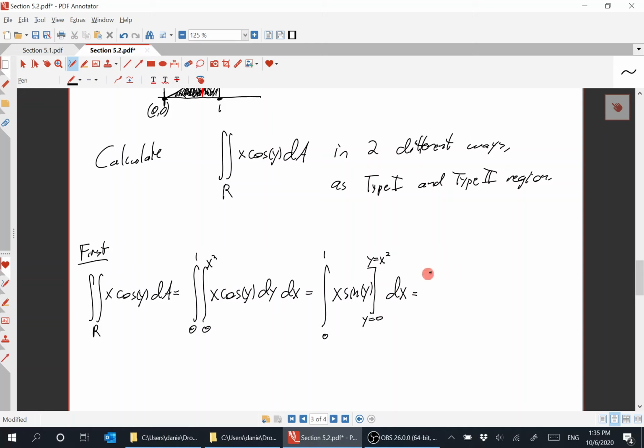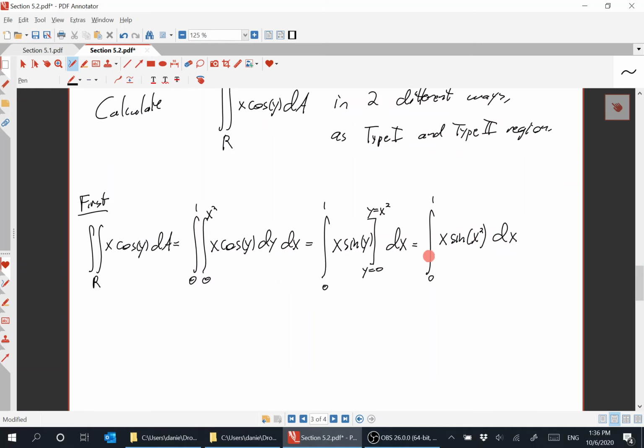Evaluating at x squared, we get x sine x squared. And evaluating at 0, we get x sine of 0. Sine of 0 is 0, so let's just leave that out. So we have the integral from 0 to 1 of x sine x squared. All the y's are gone, and now we just have a function with regard to x, an ordinary single variable integral. This one we can do with a u substitution.